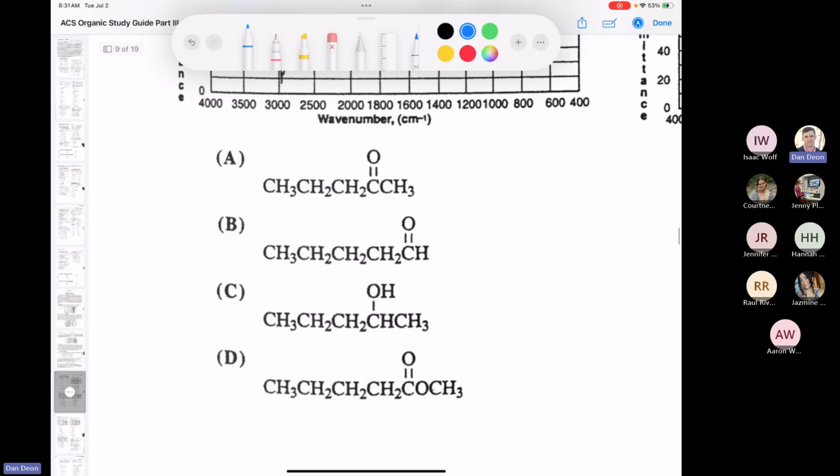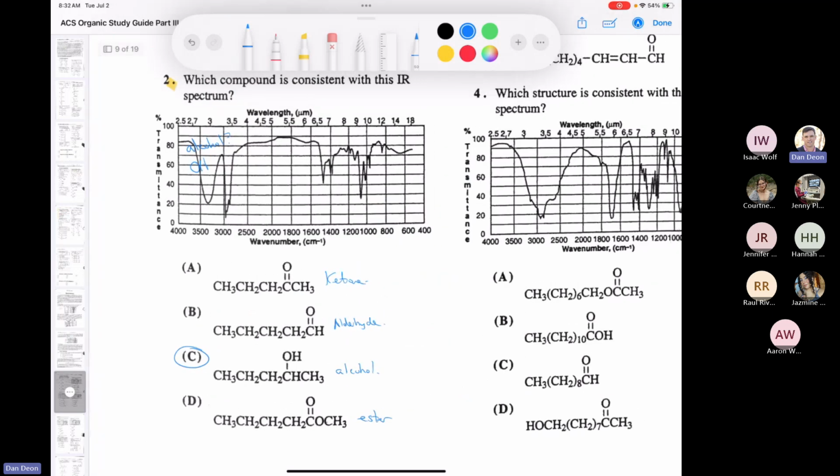So the first one is a ketone. Then we have an aldehyde. Then we have an alcohol, so I like the looks of that one. And then the last one, we have an ester. So the answer has to be C. That one's a pretty quick one. It's obviously an alcohol, obvious if you know a little bit about IR.